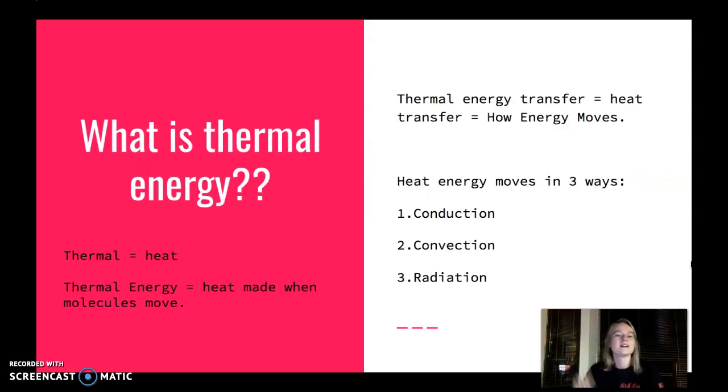Okay, so like I said a few minutes ago, thermal is often associated with heat. Now, thermal energy is a type of heat that's made when molecules move. So just think about it like this. Everything has molecules. So when those molecules get to moving, think about like rubbing your hands together and there's this friction. What starts to happen to your hands? Do they get cold or do they get hot? Try it out.